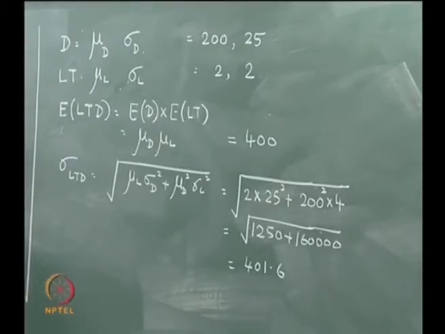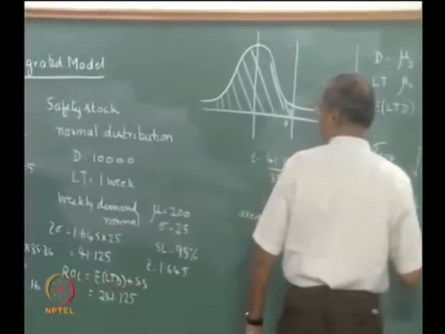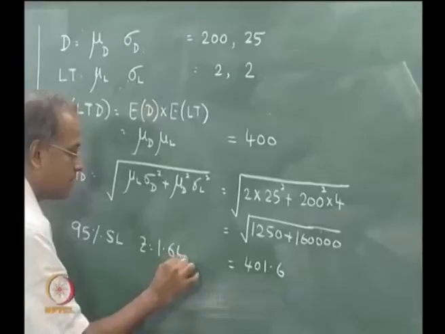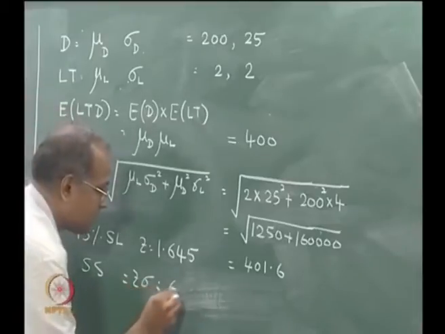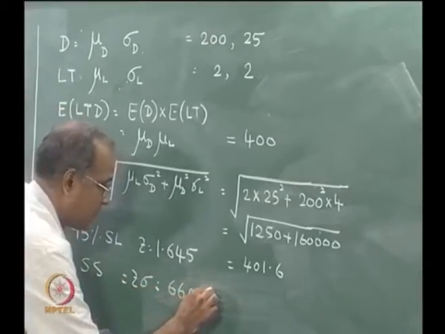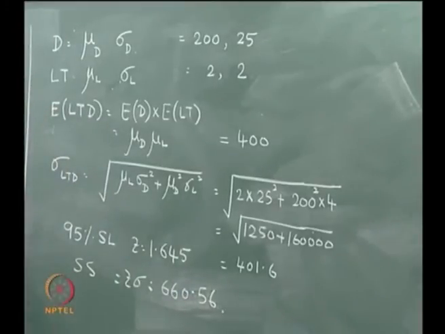Now what happens is your safety stock should be Z sigma. Now for a 95% service level, we have calculated Z equal to 1.645. So Z sigma, which is the safety stock, is 401.6 into 1.645, which is 660.56 units.